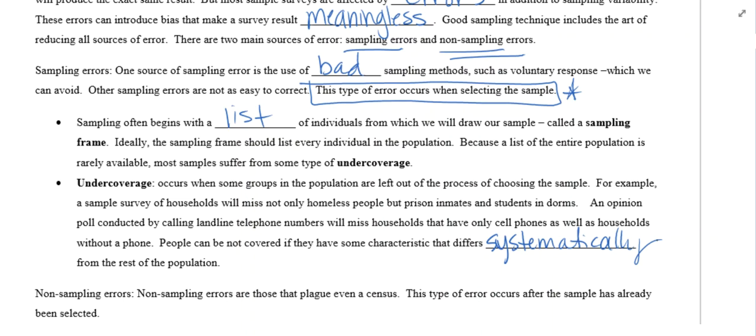It's not just that I had my list and I randomly selected 10 people and I just somehow didn't end up with anybody with a last name of Z. That's fine. That's not an error. That's not undercoverage. What we're talking about with undercoverage is that people are left out of the initial list that you're using to select your sample from. That's what undercoverage is.